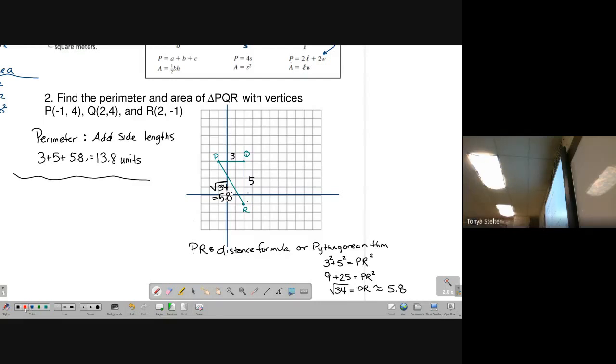Now area, if we just had to find area, it would have been a lot easier because we wouldn't have to find that diagonal. This forms a 90-degree angle, so you multiply these together, and since it's a triangle, cut it in half. So area is 1/2 base times height. So we would have 1/2 times 3 times 5. So 7.5 units, and it's area, so you have to put the little squared.